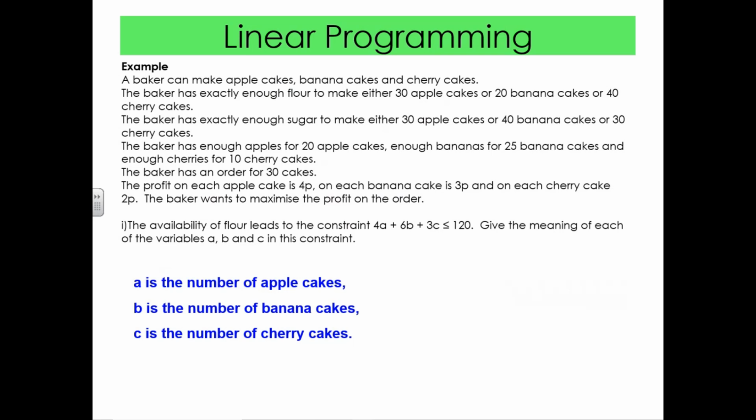So if I was just making apple cakes, that would be the number of apple cakes times by 4, because I can make 30 of those apple cakes. Assuming we make no banana cakes, no cherry cakes. Let's do the same thing for banana cakes. Assume we only make banana cakes. We can make 20 banana cakes out of that flour. So that is times that by 6.